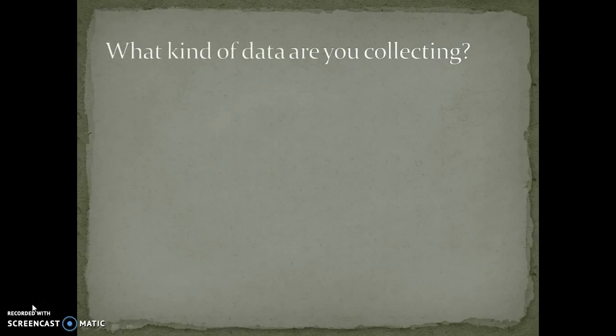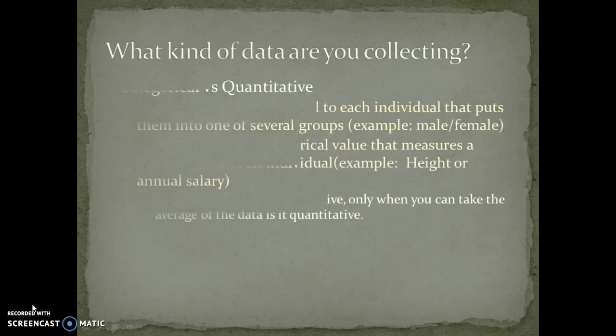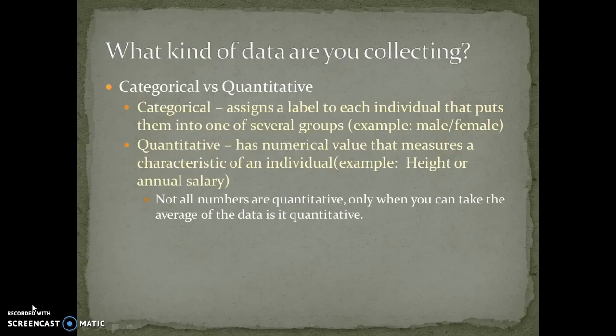A couple more vocabulary words: categorical versus quantitative. This is the kind of data that you collect. If it's a categorical variable, it assigns a label to each individual that puts them into one of several groups. For example, male and female, or freshman, sophomore, junior, senior. That would be an example. Which group do you fall into?